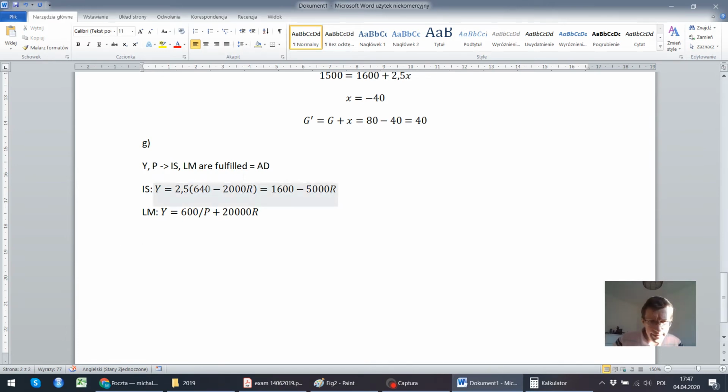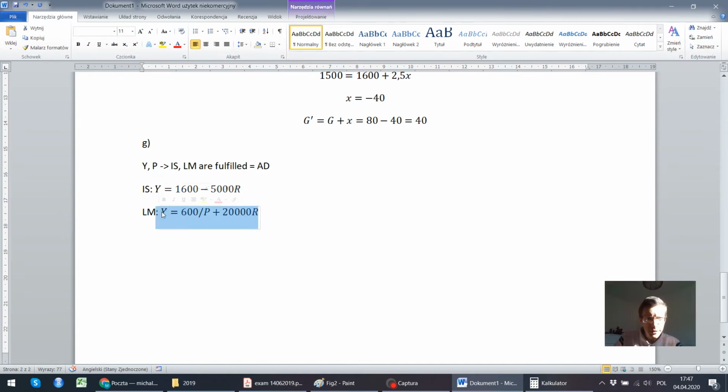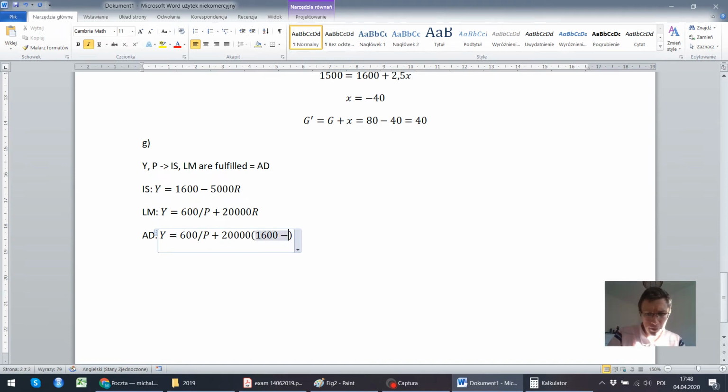So what we have is this IS and LM relation. We know that both of them have to be fulfilled, but we want a function that has y and p in it. So we take r from the first equation and put it into the second equation. So now we are deriving AD. AD would be the LM equation in which r is substituted with 1600 minus y over 5000. This part comes from the IS equation, the initial one.